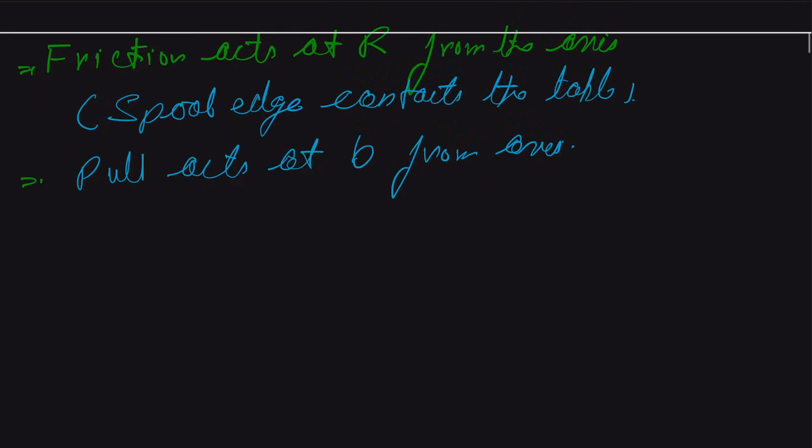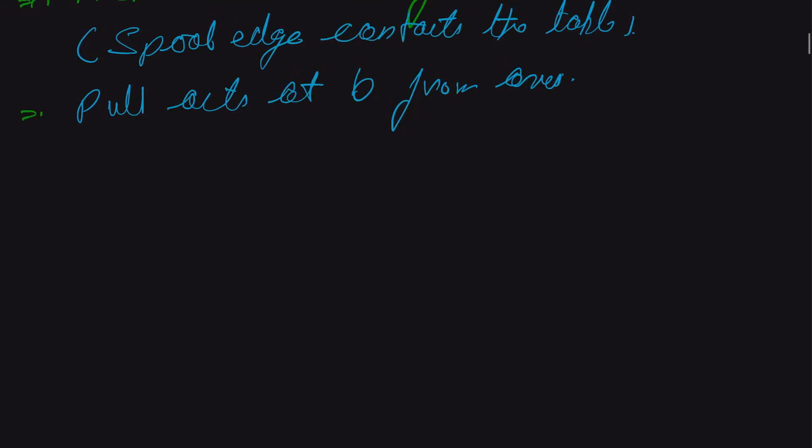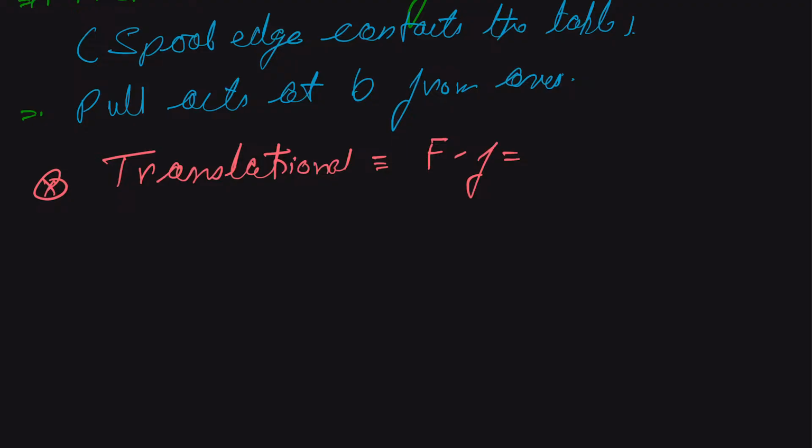And once again, there will be two types of motion. One will be translational and the other one will be rotational. Therefore, we can write that our translational equation will be giving us F minus f is equal to M times A, and from here once again our A will be equal to F minus small f divided by M.